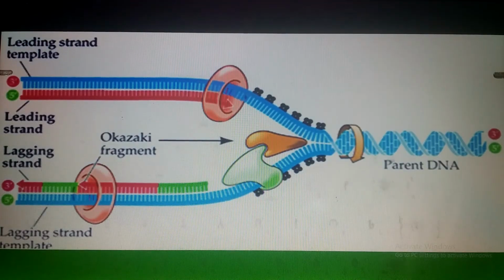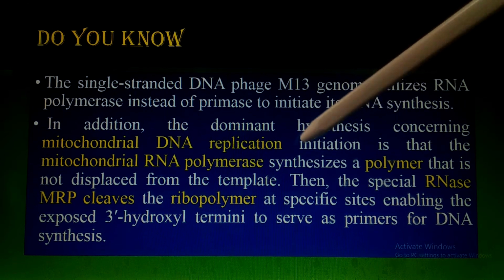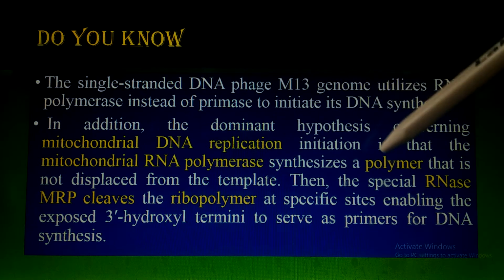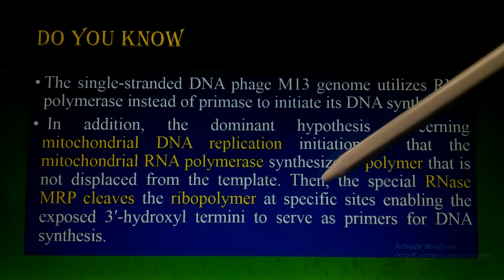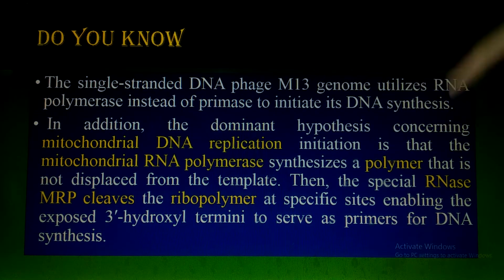Is it clear? Okay. Now, there's some interesting information for you. The single-stranded DNA in phage M13 genome, this is bacteriophage M13, utilizes RNA polymerase instead of primase to initiate the DNA synthesis. Must keep it in your mind. And in mitochondrial DNA replication, initiation is that the mitochondrial RNA polymerase synthesizes a polymer that is not displaced from the template. The mitochondrial RNA polymerase synthesizes the polymer, and that polymer attaches to the template DNA. Then the special RNase MRP cleaves the ribopolymers at a specific site, enabling the exposed 3-hydroxyl terminus to serve as a primer for DNA replication.